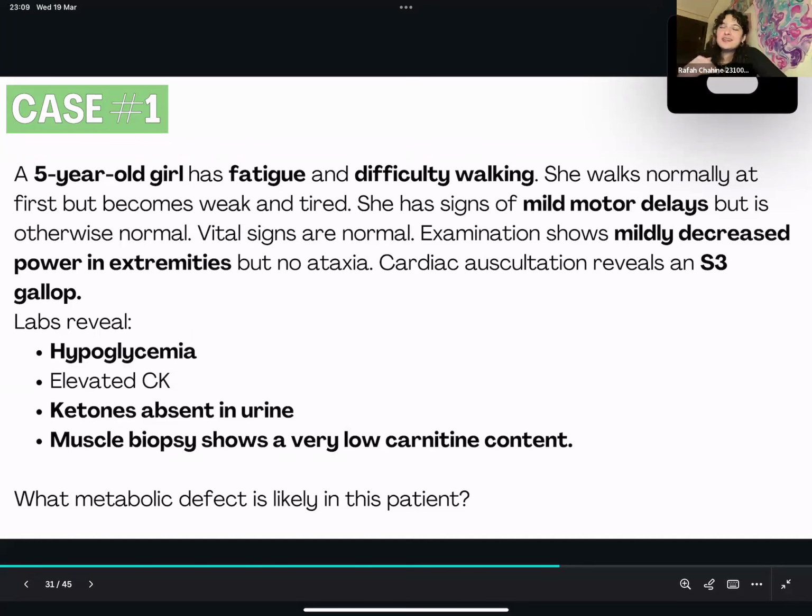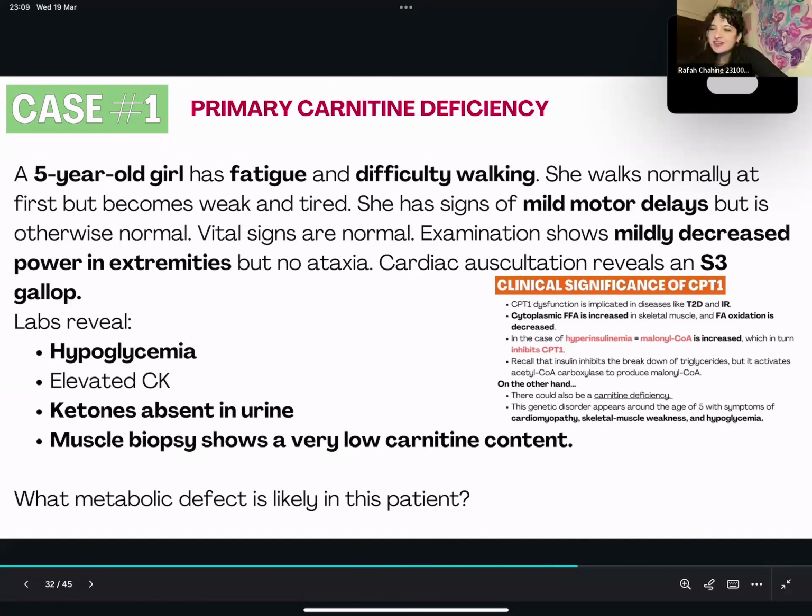Now, the reason that this is a primary carnitine deficiency is, first of all, we said that these patients usually appear around the age of 5. This is a 5-year-old girl. I know this is very accurate or whatever, but this was from the slides. And these patients will present with symptoms of cardiomyopathy, skeletal muscle weakness, and hypoglycemia. So she has an S3 gallop, which is similar to what patients would present with if they had a cardiomyopathy, which for those of you that don't know what the cardiomyopathy is, you'll take it in more detail in 3rd year. She has multiple different symptoms of skeletal muscle weakness and hypoglycemia.